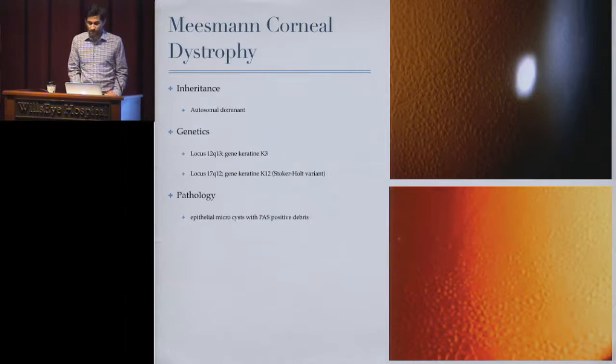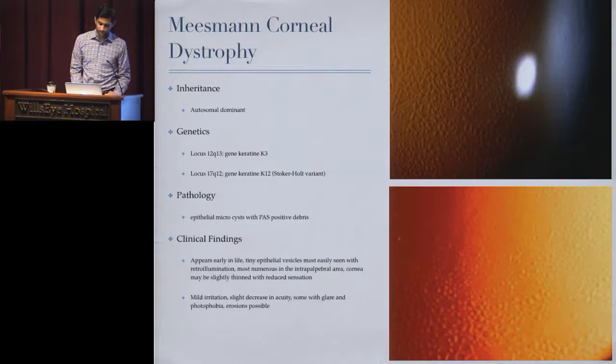All right, so if you look at this on path, these little microcysts are filled with PAS positive material. That's kind of a buzzword. These appear early in life. You get these little vesicles. Again, you can see it really well with retroillumination. These are retroilluminated images.